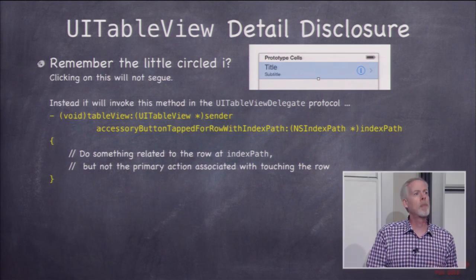Question? So you can click on the row or you can click on the button in the row? Yeah, so the question is, can I click on the row or on the little i? And the answer is yes, and different things would happen. Clicking on the row would segue, or would call that previous slide's didSelectRowAtIndexPath. Clicking on the i would call this method.